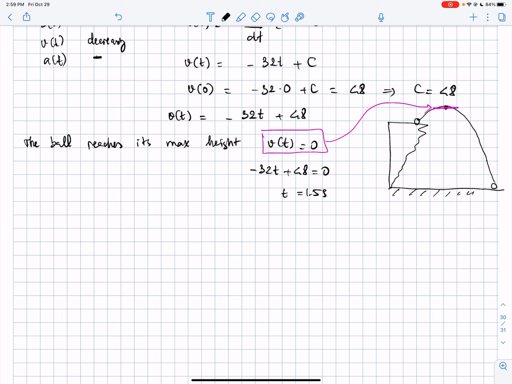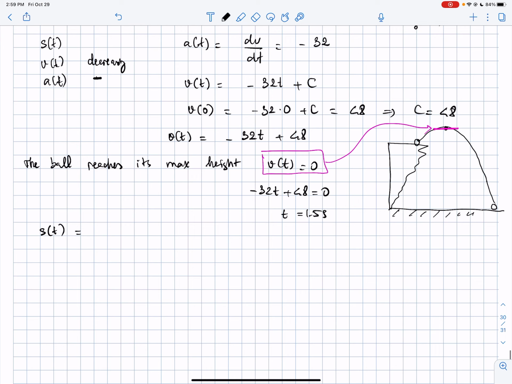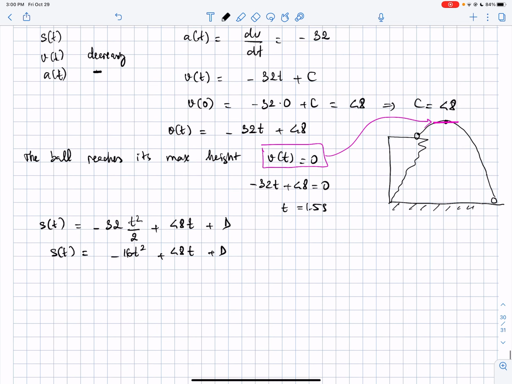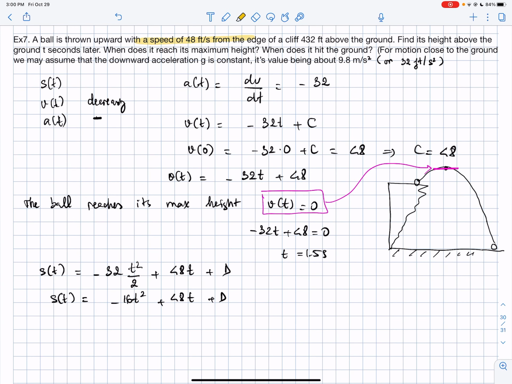Now we want to find the distance function s of t, which is the antiderivative of the function v of t. So negative 32t squared over 2 plus 48t plus d. We will solve for d. Let's simplify this a little bit first. So we have negative 16t squared plus 48t plus d. Okay, we will use this information.